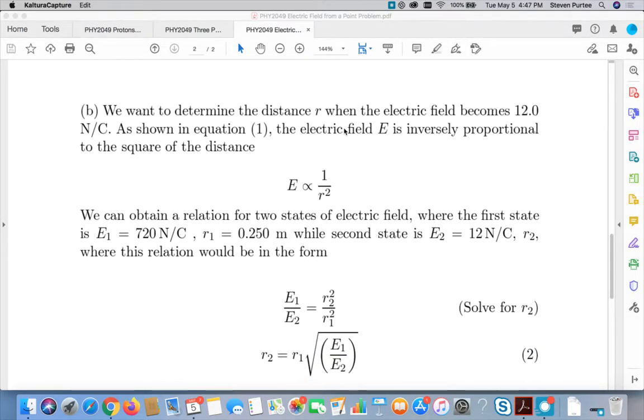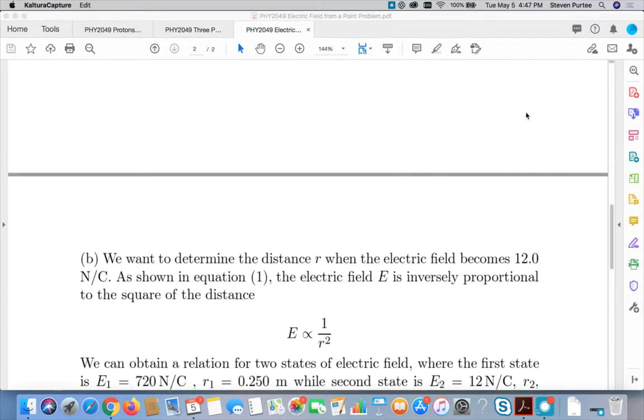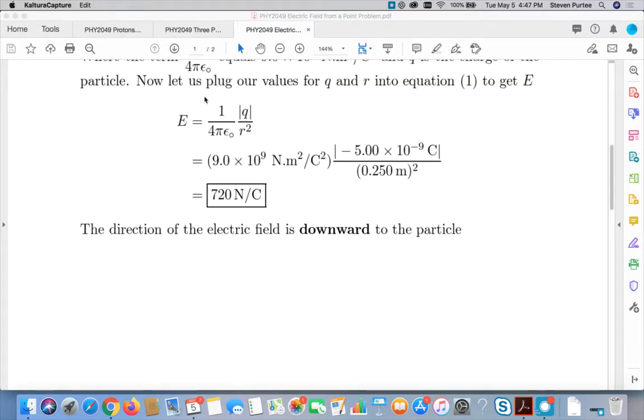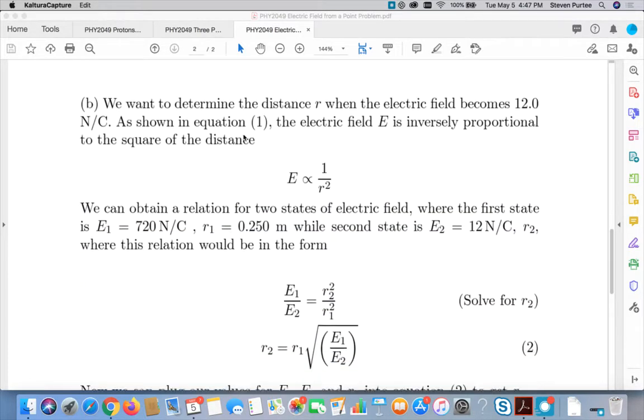Part B, we want to know what distance we have to go until the field drops off to only 12 newtons per coulomb. So the easy way, the way I would have done this problem, is just use Coulomb's law here, plug in a 12, plug in our Q, plug in our k, and solve for r. It's really not even a bad problem.